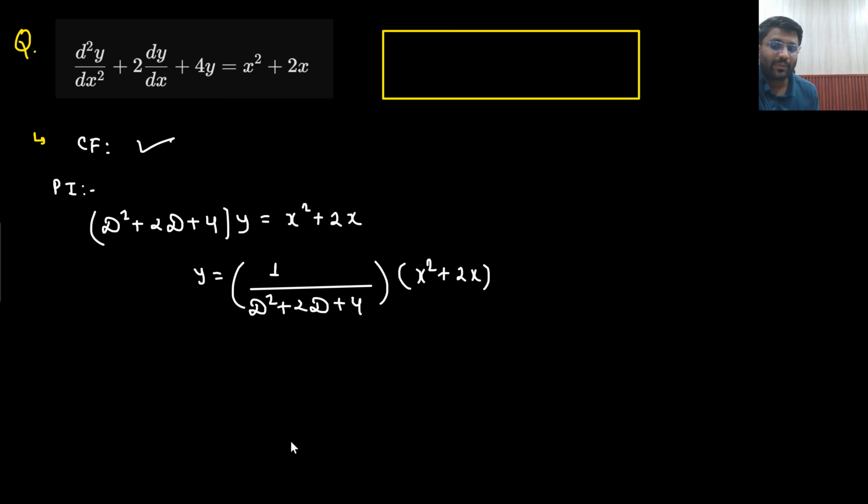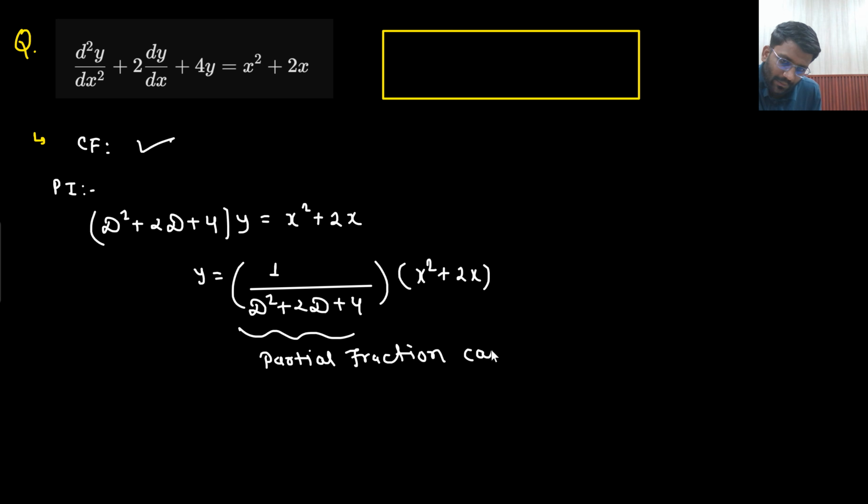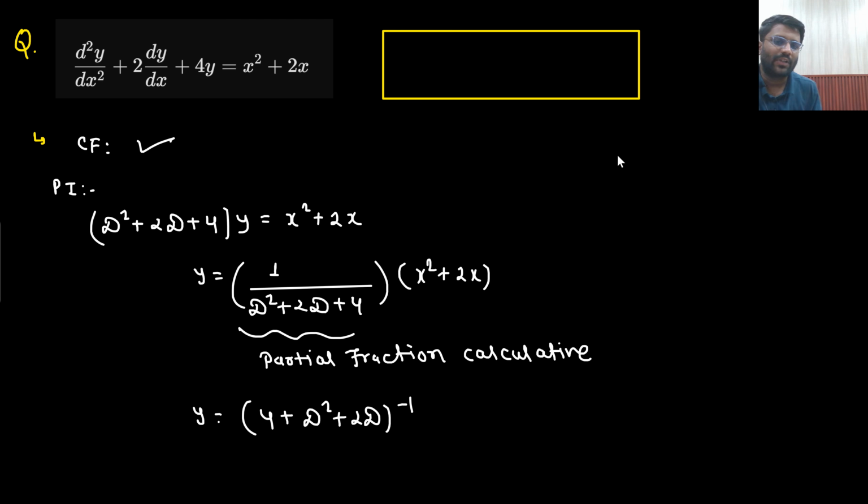So we will not proceed with partial fraction. Here I am writing down partial fraction is difficult, partial fraction will be calculative. So if it is calculative, then don't proceed with that. What I will do? Simply I will make it 4 plus d square plus 2d to the power minus 1. Why did I write 4 first? Because I know that I need to make this form.